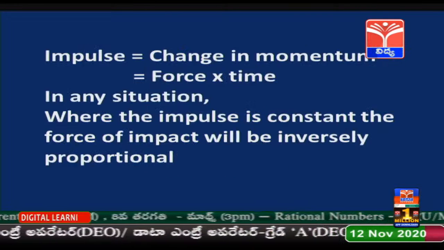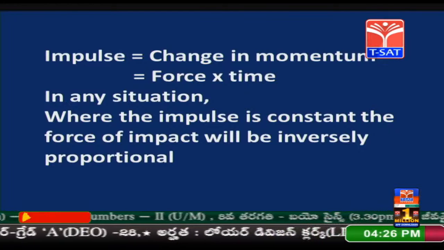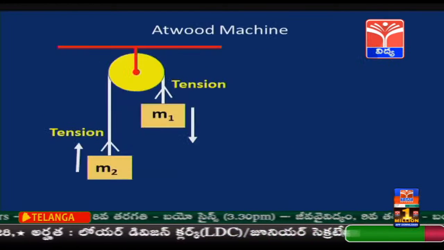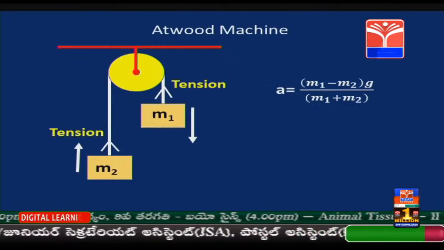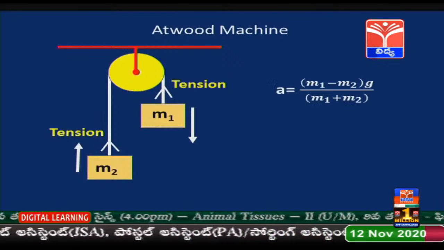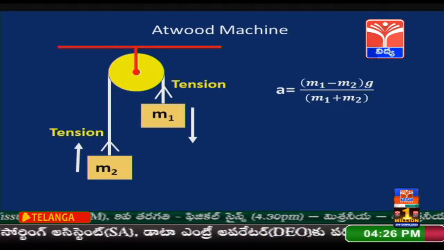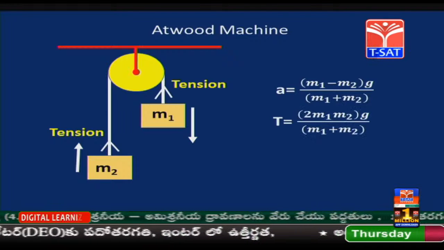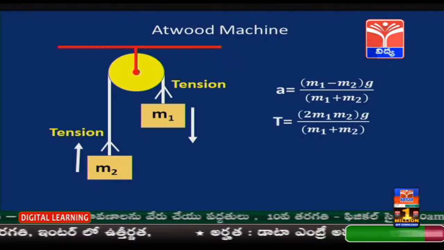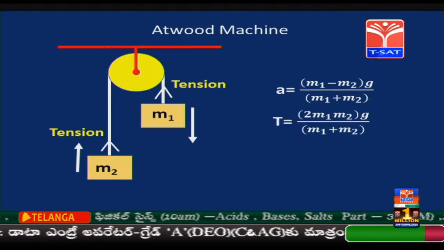We have discussed impulse, which is change in momentum, which will be equal to force times the time. We have discussed the Atwood machine, and the acceleration of the objects which are moving will be given by m1 minus m2 times g divided by m1 plus m2. The tension T is given by 2 m1 m2 g divided by m1 plus m2.